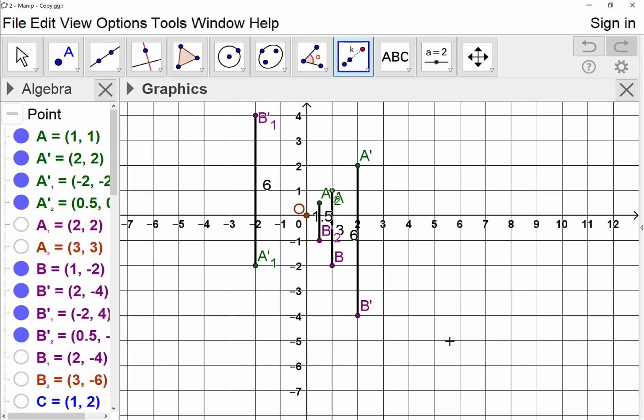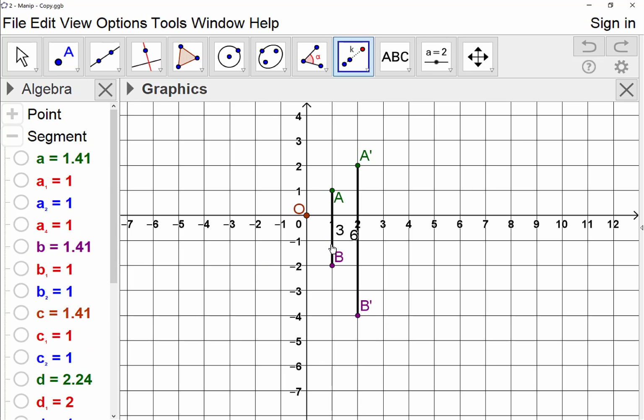What do you think will happen? It's going to be doing nothing. I think it's going to stay the same. Yeah, he's right. So let's undo everything.